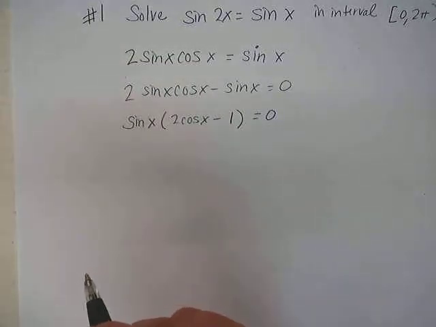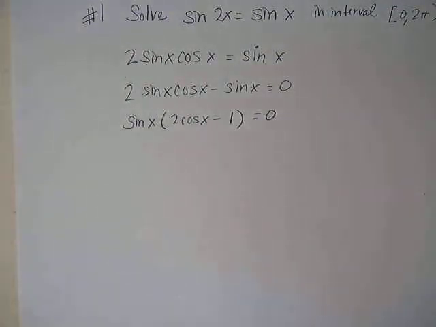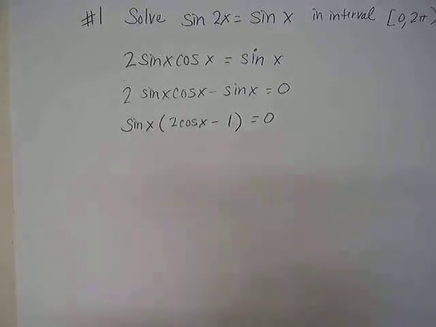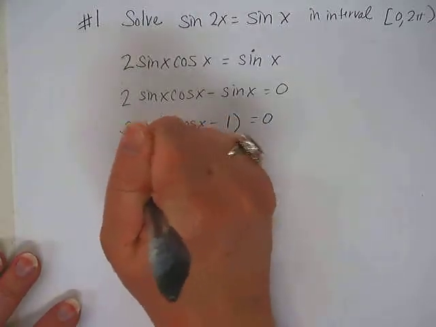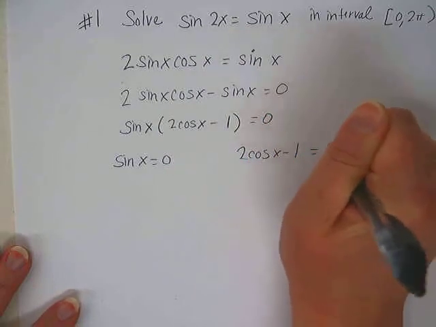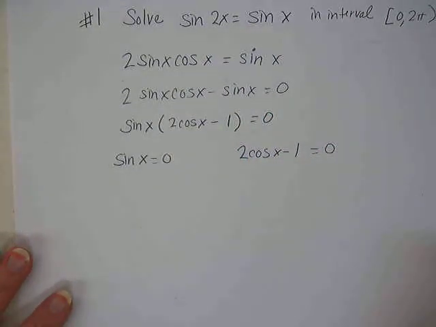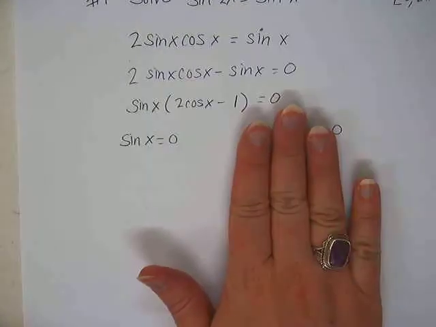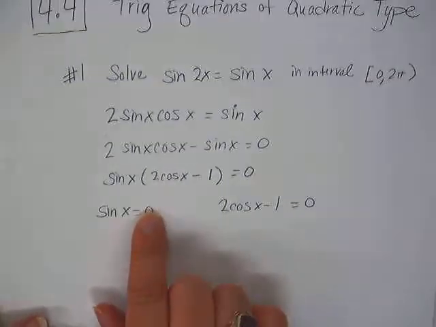Okay, now if we were solving this like a quadratic, we would use what's called the zero product property, where we take each factor and we set each factor equal to 0 and solve it separately. How many factors do we have here? We have 2 different factors, and it just so happens that one of our factors is entirely sine and the other factor is entirely cosine, so we can just solve them separate from each other. Okay, so we have sine of x equals 0, and we have 2 cosine x minus 1 equals 0. So 2 separate problems to solve separately.